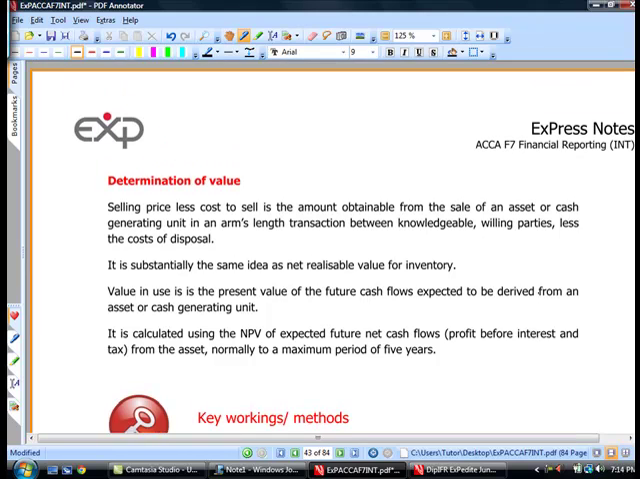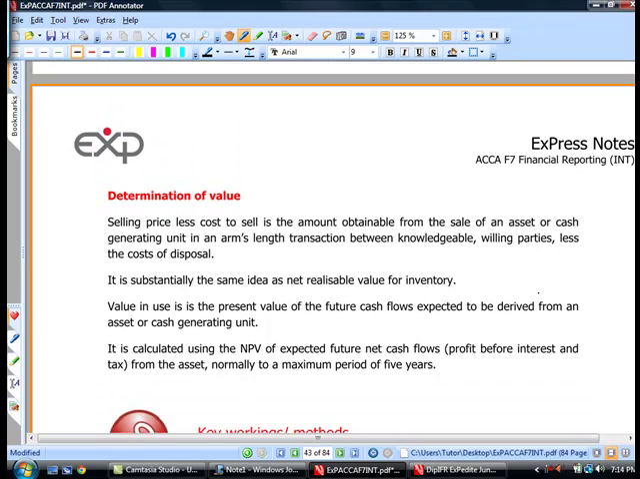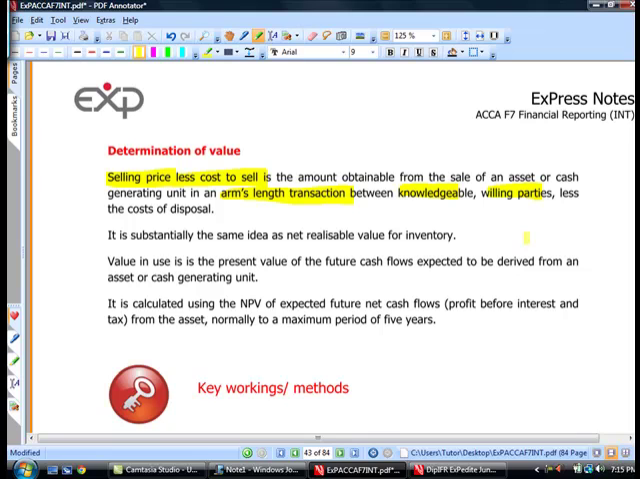So once we do have an impairment indicator, we will actually compute the recoverable amount. And we will look at both options: the selling price less cost to sell, which is the amount that we can obtain for an asset or for a cash generating unit in an arm's length transaction between an eligible willing party, less the cost of disposal, meaning it should not be a transaction between related parties. The value in use is the present value of future cash flows which are expected to be derived from using the asset or the cash generating unit.